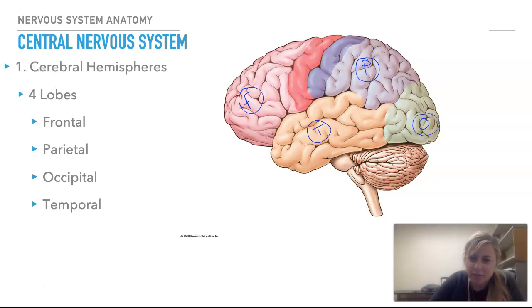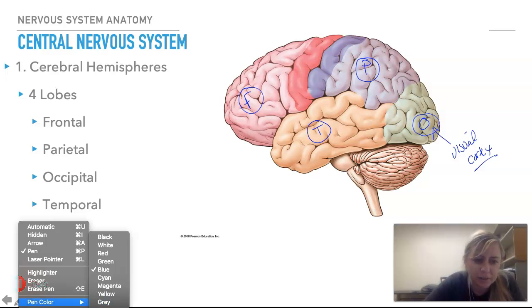We'll start back here at the occipital lobe. This is a location of what we call the visual cortex. So this is the area of the brain that's responsible for vision.